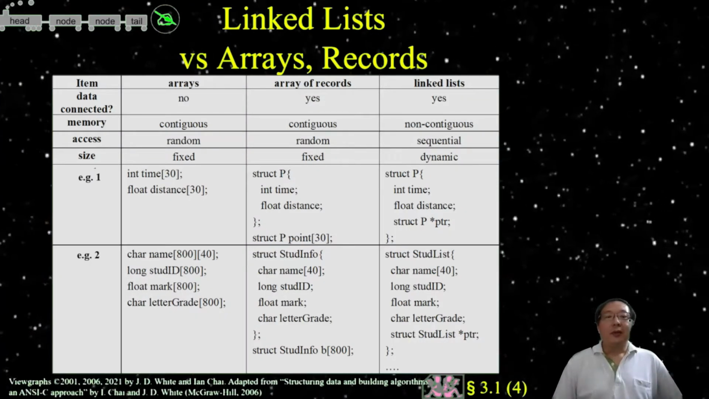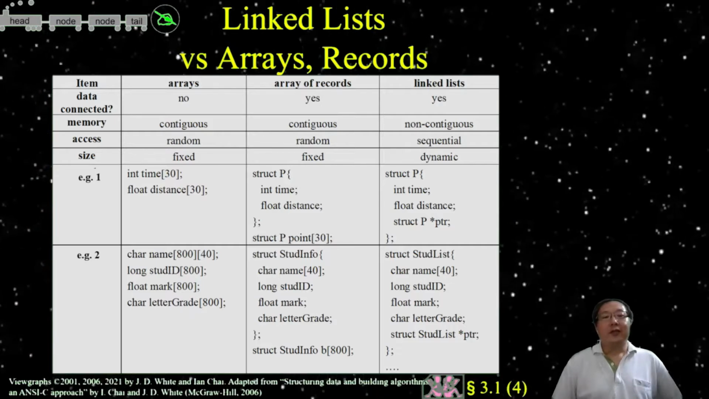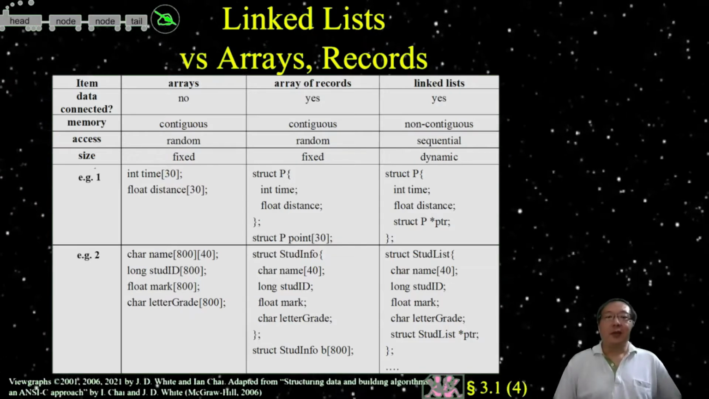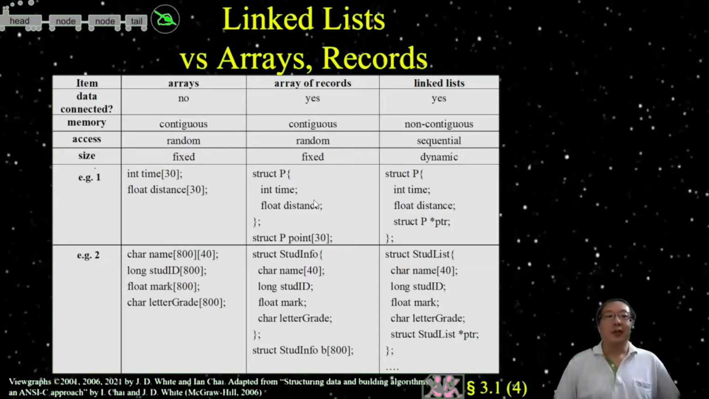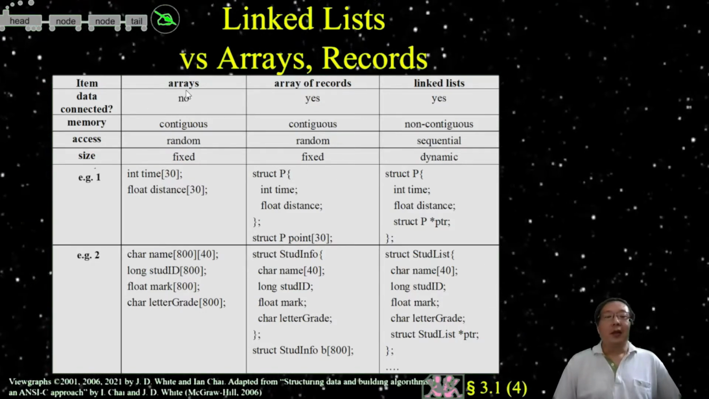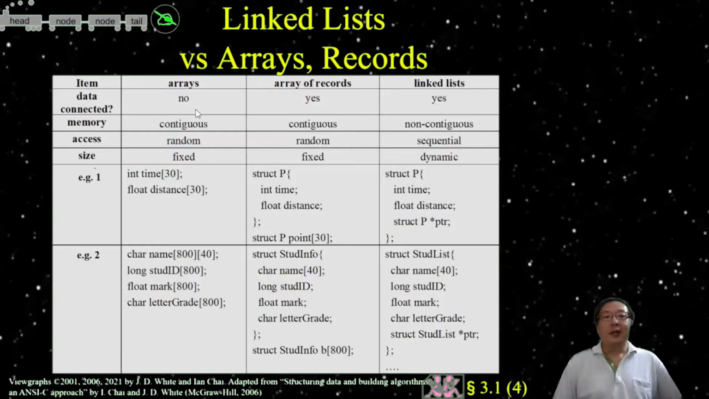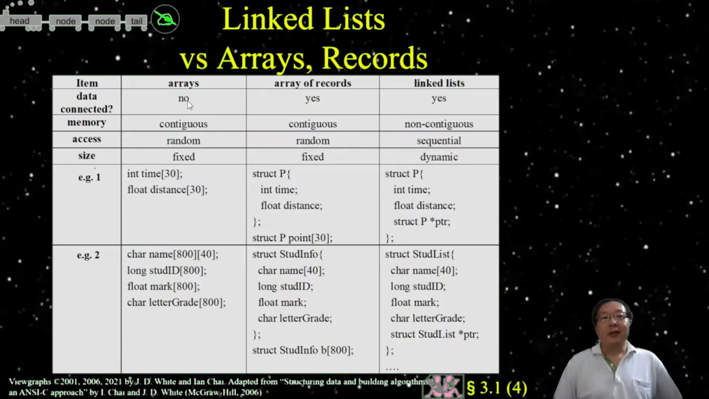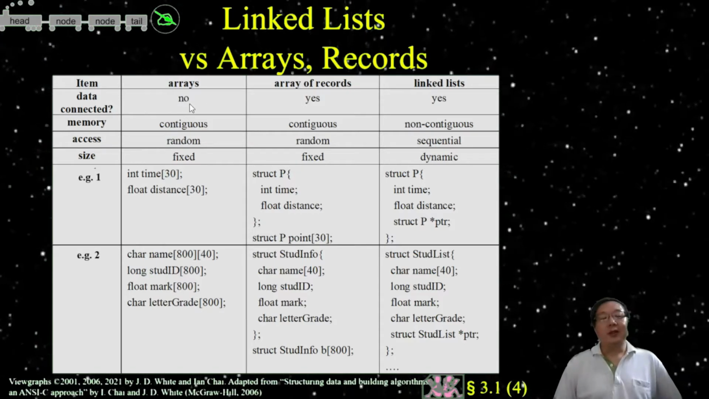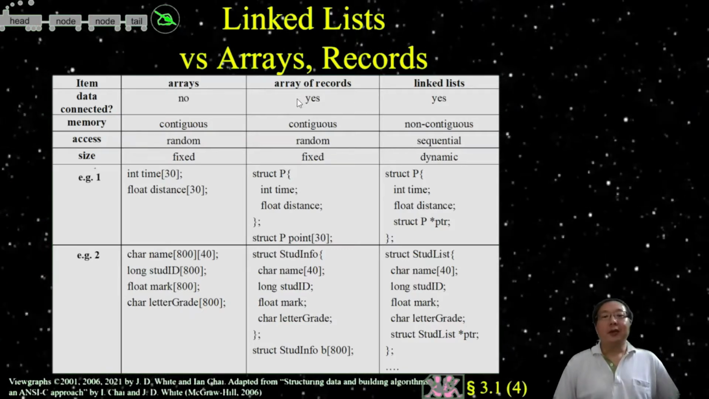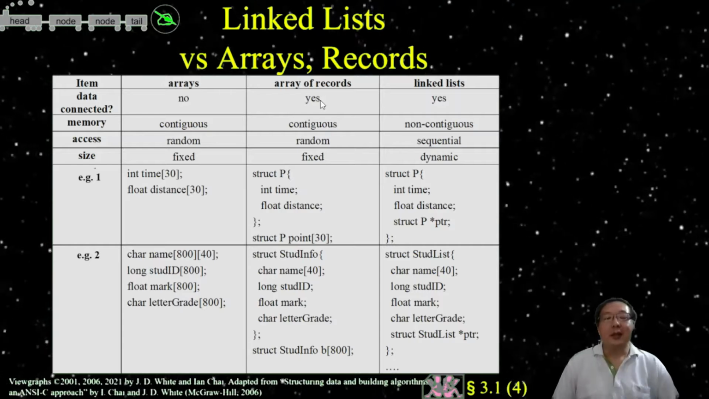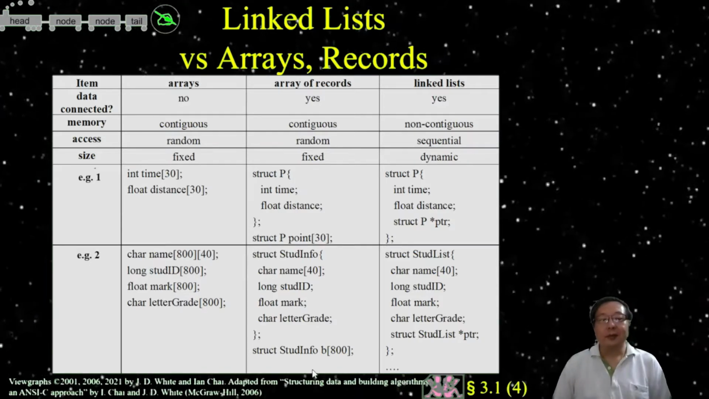Okay, linked lists at first glance can seem very similar to arrays or records, but let's look at the actual differences. First of all, in arrays, is the data directly related? Not necessarily, it's just that the data is of the same type. In the array of records, the data is actually related.